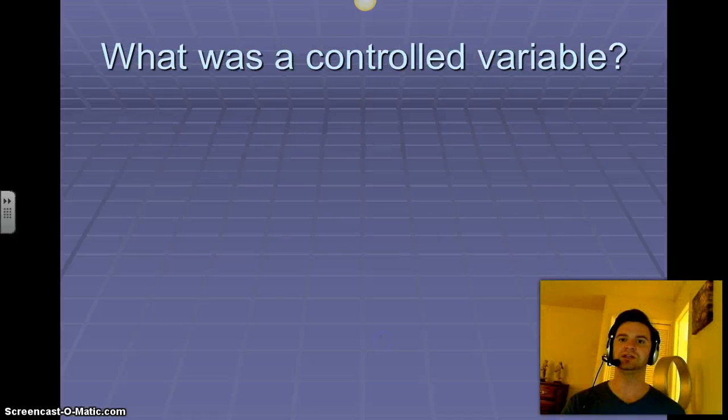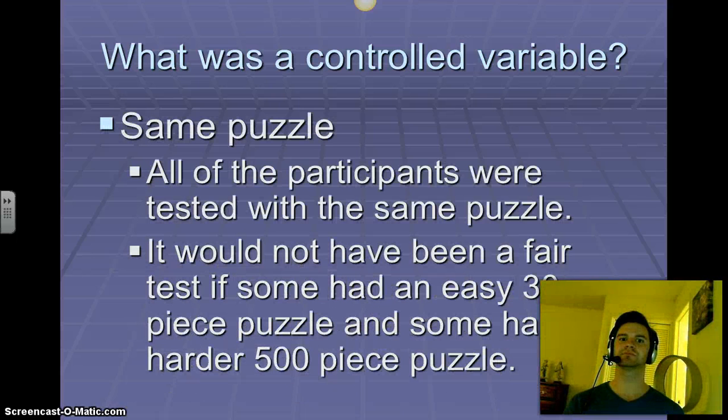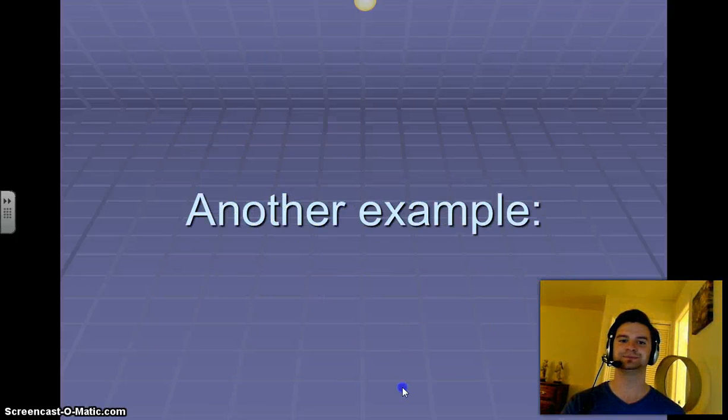And the final one, can you think of what the control was? Can you think of what had to stay the same? Good. We had the same puzzle. I'm not going to give a 2nd grader a 4-piece puzzle and give a 9th grader a 100-piece puzzle and call it fair. That would make the experiment super unfair, and we want to keep it as fair as possible. So the same puzzle was very important. Excellent. Let's look at another one.